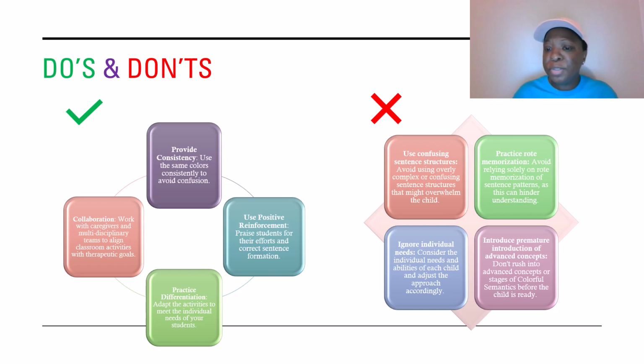Don't introduce advanced concepts prematurely. When you're working with smaller clients, you don't want to build sentence structures that are outside of their schema. They won't understand, and it won't help them with word association and how it's used in different contexts. You have to stay on their level. Don't rush into advanced concepts, as I stated, or stages of colorful semantics before the child is ready.